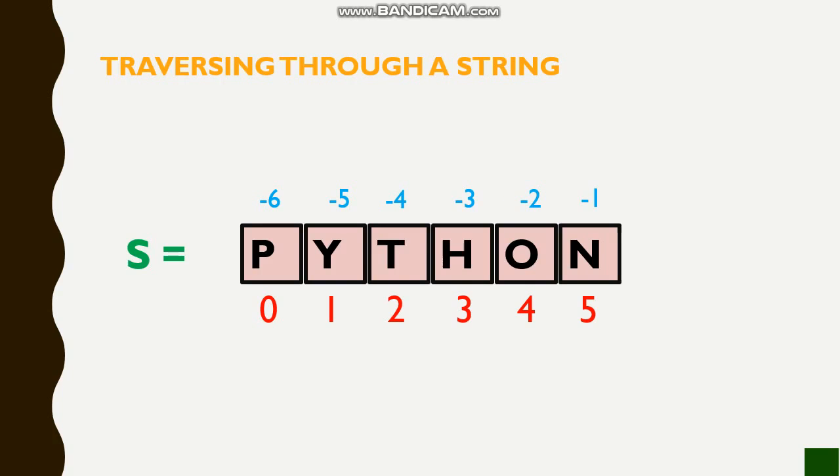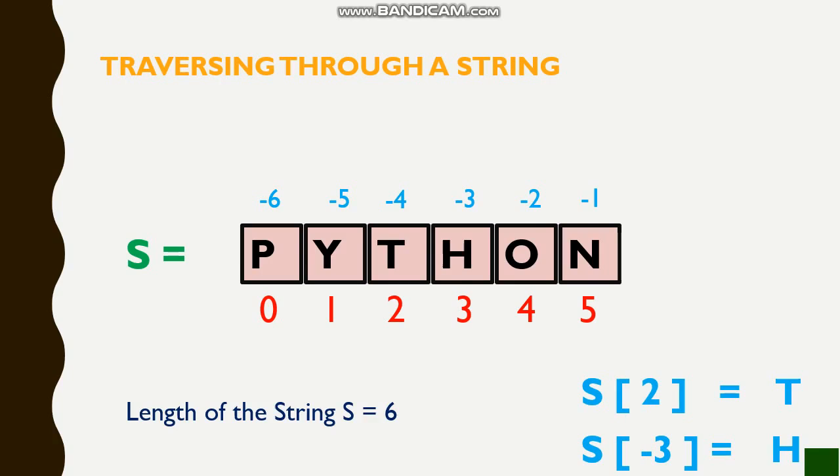For traversing through a string, we have to access each character using the index value. A string has got positive and negative index values. As per the string S equal to "Python", S[2] will give you the letter T and S[-3] will give you the letter H. The string has got 6 characters, so the length of the string is said to be 6.